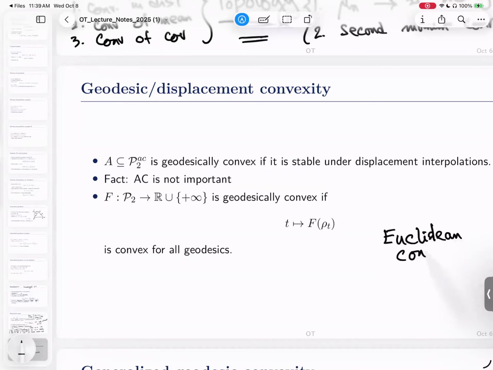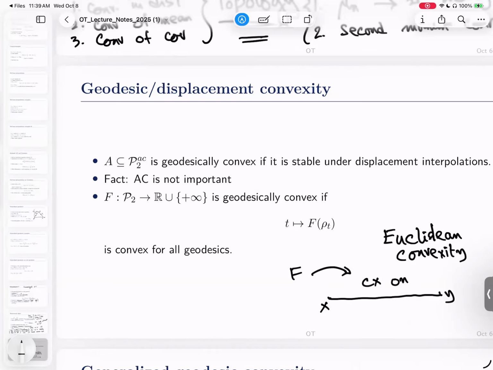The Euclidean convexity has the following definition: f is convex if and only if I take any x and any y and draw a line segment joining x and y, and if I restrict f onto this line, then this is convex on this line. For all x and y, this has to be true. And then f is convex, right? That's the definition of convexity.